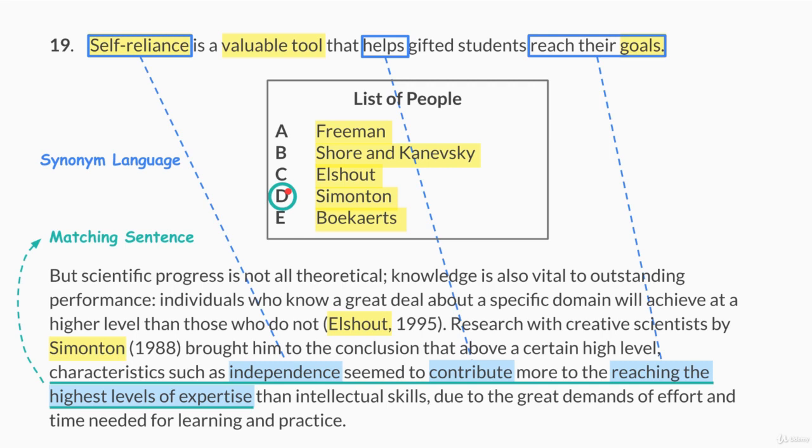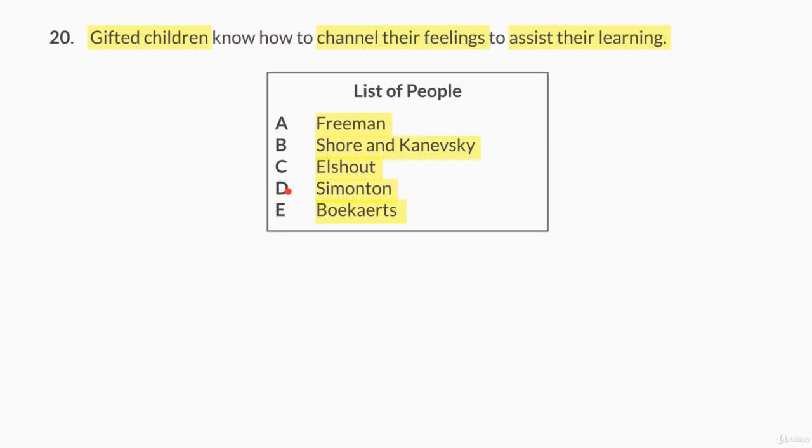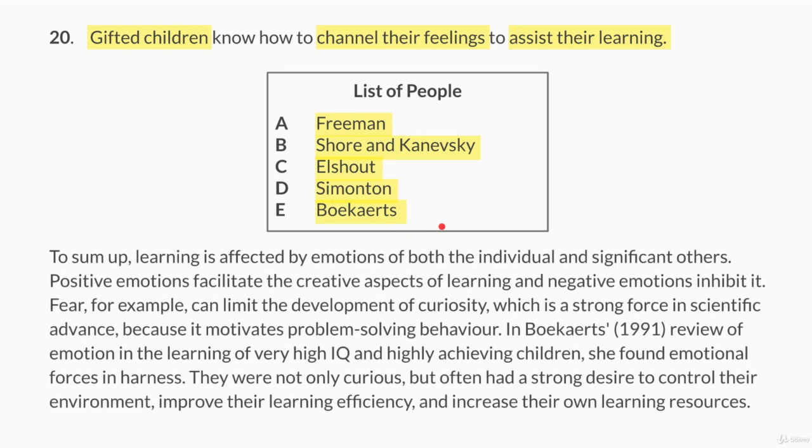Awesome. Now let's knock out our final question, question number 20. Again, I don't care about the question right now. First, I care about finding these keywords in the reading passage. Here is our reading passage. Let's go ahead and scan for these keywords. All right, here we go. It mentions Bocarts right here. I think that's how it's pronounced, Bocarts.